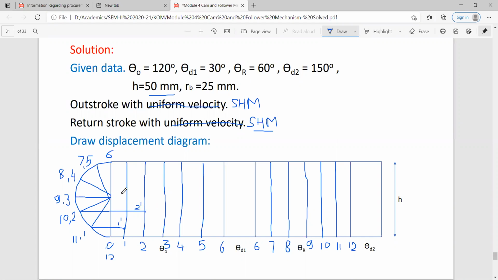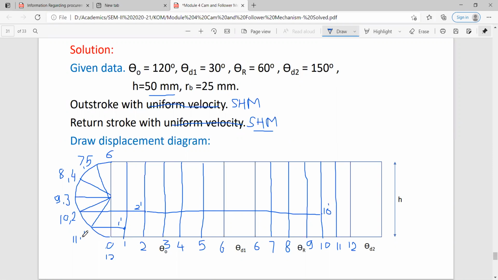In this way you can extend the point till its vertical line. So you can see at point 2 here, point 10 is also there. So you can extend the same line till vertical line 10 here. So here you will get the point 10 dash.